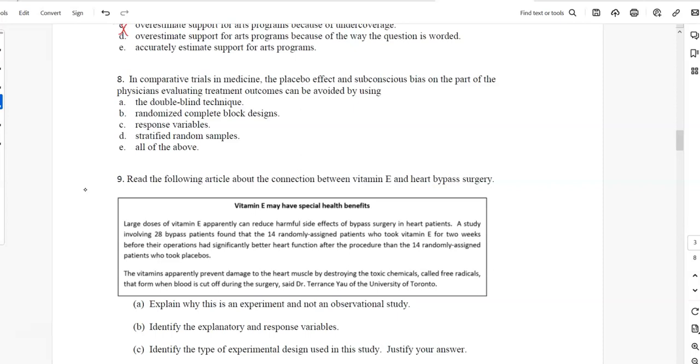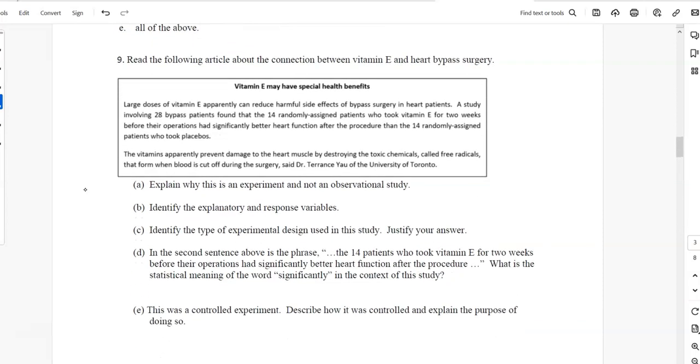In comparative trials in medicine, the placebo effect and subconscious bias on the part of the physicians evaluating treatment outcomes can be avoided by using the double-blind technique. That's almost the definition, right? We want the subject to not know if they're getting the drug or not. So it's called the placebo effect they're going to have. And the researcher is motivated by making this thing successful, maybe some money if it's successful, or he's going to become rich. So we don't want him to know which group. We want him to treat all groups the same. There's some human nature to try to make it successful, and you would kind of make one group work if you knew which group it was. But if you don't, you can't really do that.